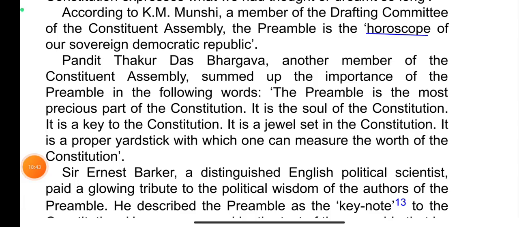Pandit Thakur Das Bhargava, another member of the Constituent Assembly, summed up the importance of the preamble in the following words: the preamble is the most precious part of the Constitution. It is the soul of the Constitution. देखो, preamble की कितनी importance है, इसको हम Constitution का soul मानते हैं. It is the key to the Constitution. It is a jewel set in the Constitution. It is a proper yardstick with which one can measure the worth of the Constitution.